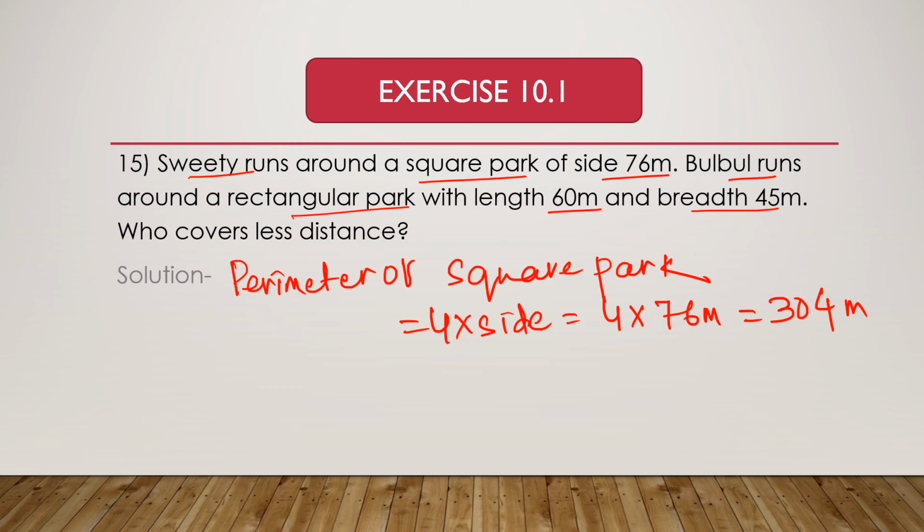Now the perimeter of the rectangular park, that is run around by Bulbul. Perimeter of the rectangular park.